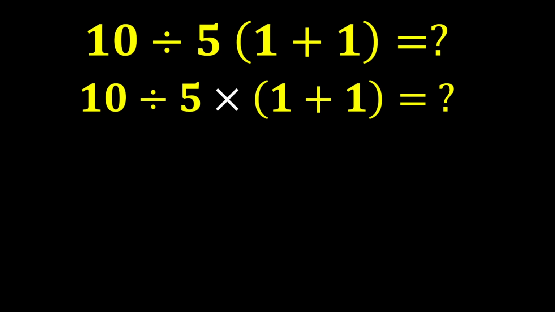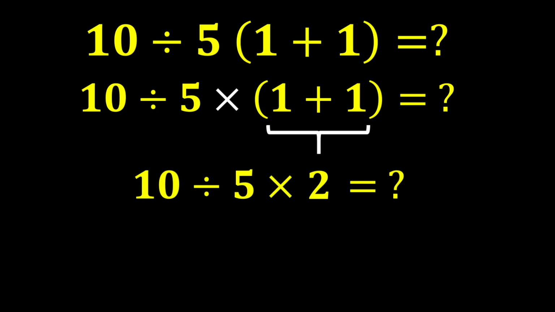In mathematics, when a number is placed next to parentheses, it means that the number is multiplied by whatever is inside the parentheses. However, for simplicity, the multiplication sign is usually not written. According to PEMDAS, in this expression, we must first calculate the parentheses. 1 plus 1 equals 2, and the expression becomes 10 divided by 5, multiplied by 2.